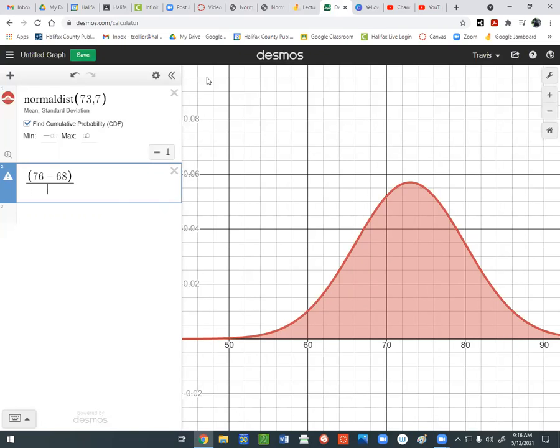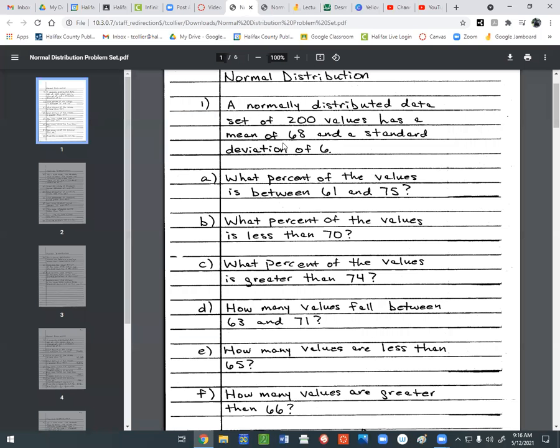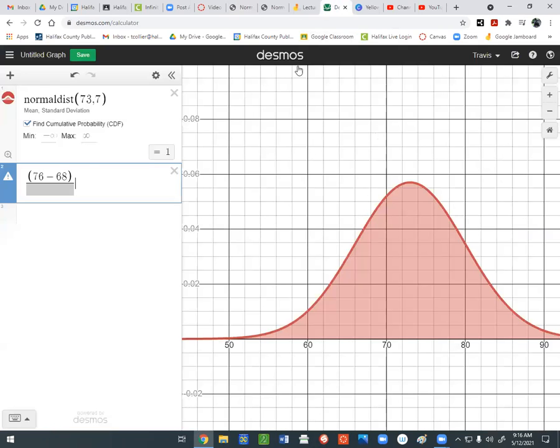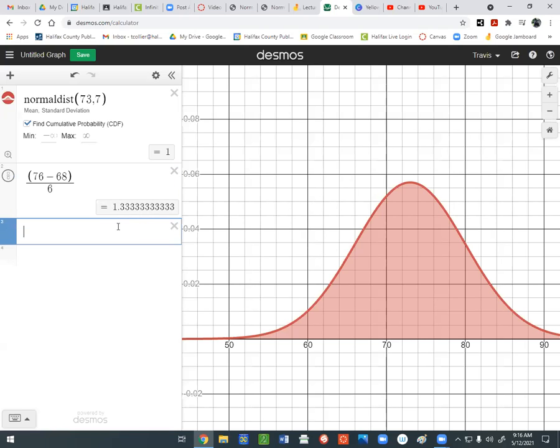So what is the standard deviation for this problem? It was 6. So I'm going to divide everything by 6. And I get my z-score at the bottom of the box, 1.33. What I do is I round to the nearest hundredth place. So this 3 is going to tell this 3 to stay put.